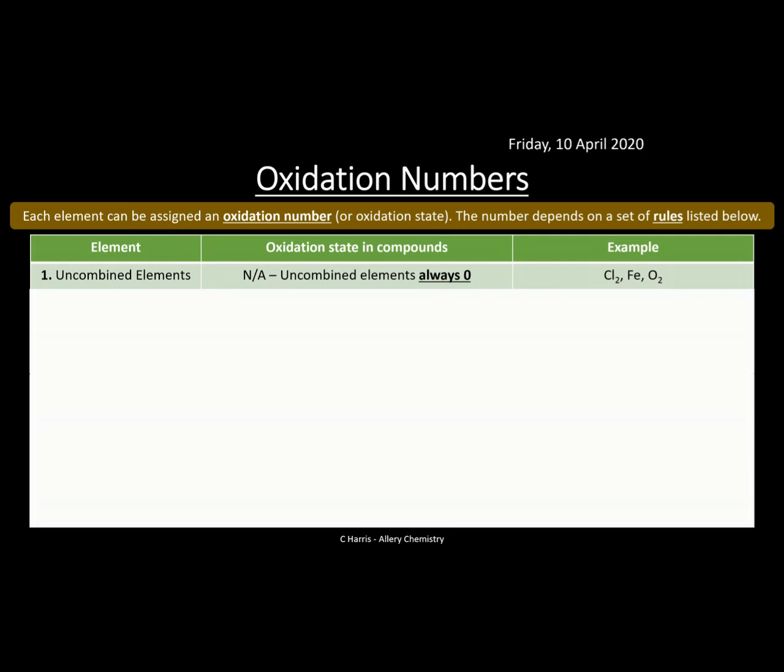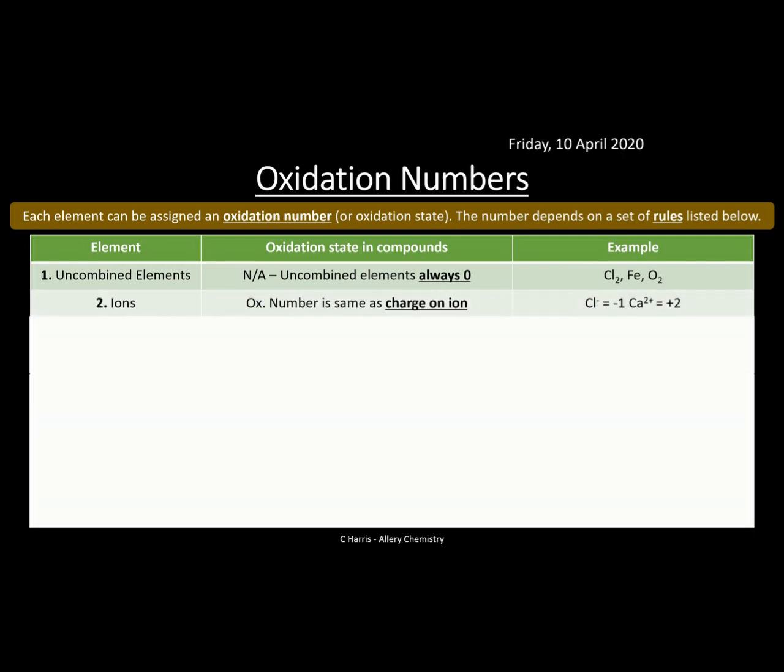So the rules are, uncombined elements. Now you do need to know these. Mainly, this type of stuff is better learned through practice, through having the rules in front of you and practicing on loads of different elements. So you'll see that in a moment. The rules are that any uncombined elements always have an oxidation state of 0. And oxidation numbers and states allow us to work out if something's been oxidized or reduced. This is why we need to know about it.